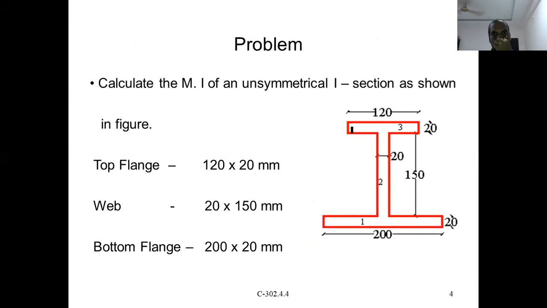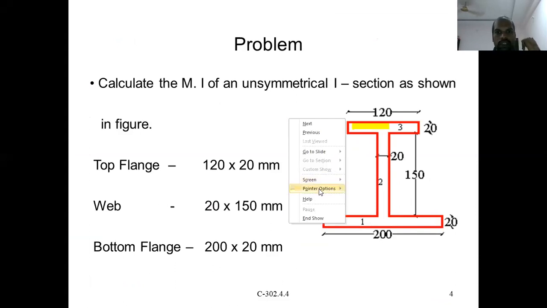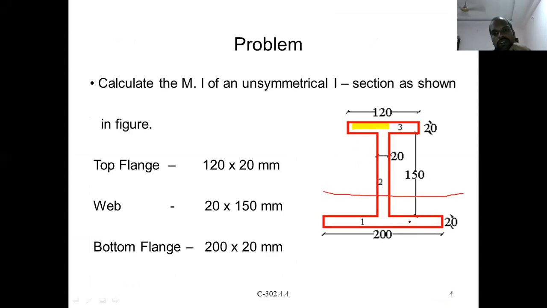So it is fully symmetrical about the y-axis. If you take the x-axis, it will obviously be near the bottom fiber because more area is there. The centroidal axis is always nearer to the side having more area, and away from the side with less, because the centroid is about the distribution of area. It is the point where the entire area is assumed to be concentrated.